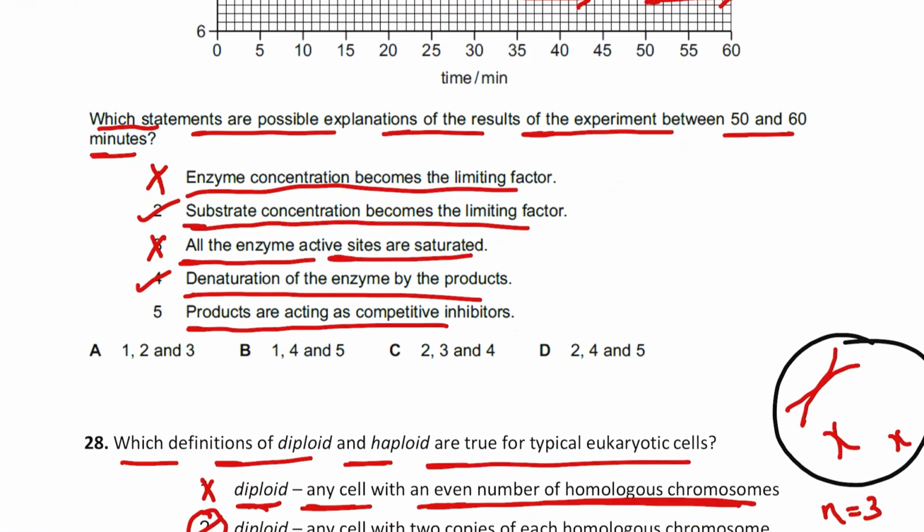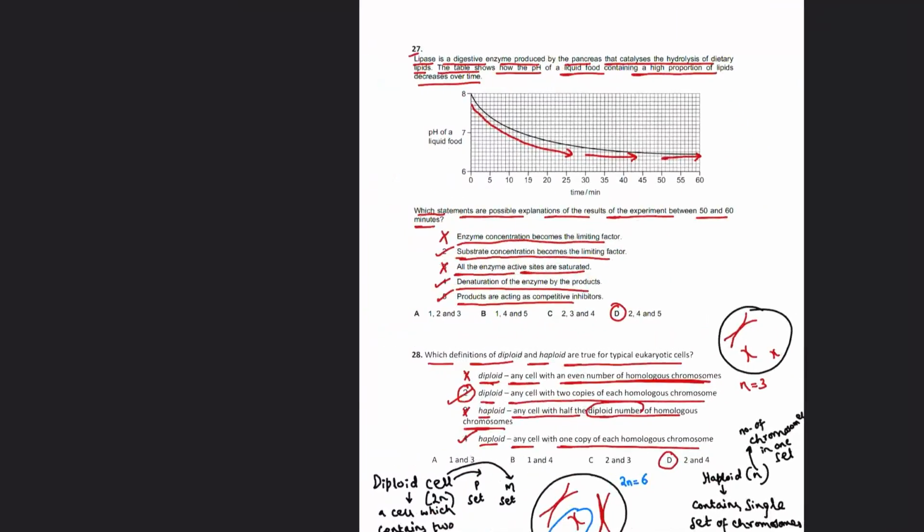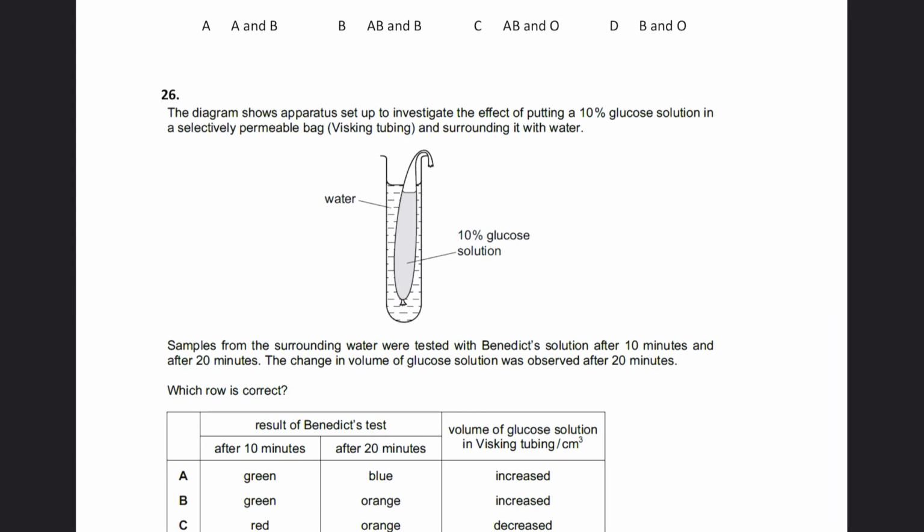Yes guys, products can act as inhibitors of the enzyme. The products that are being formed can inhibit the enzyme and stop the reaction. So the answer will be 2, 4 and 5. The answer is D. Let's move on to MCQ number 26.